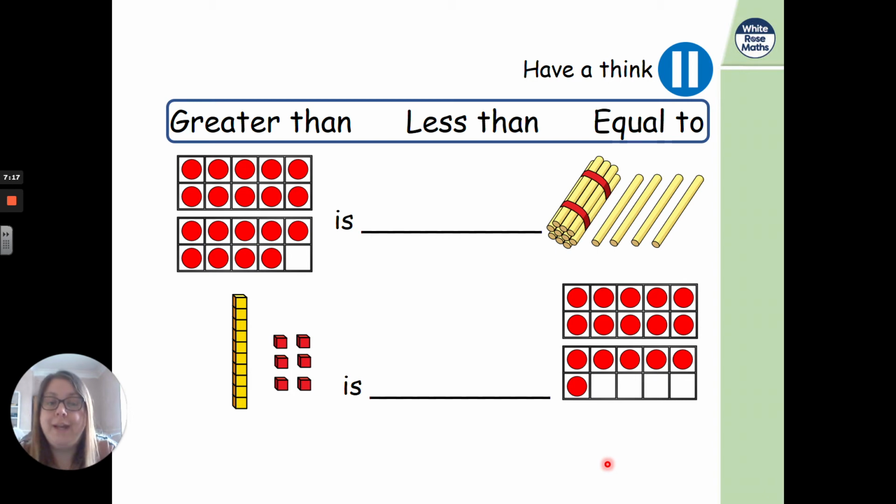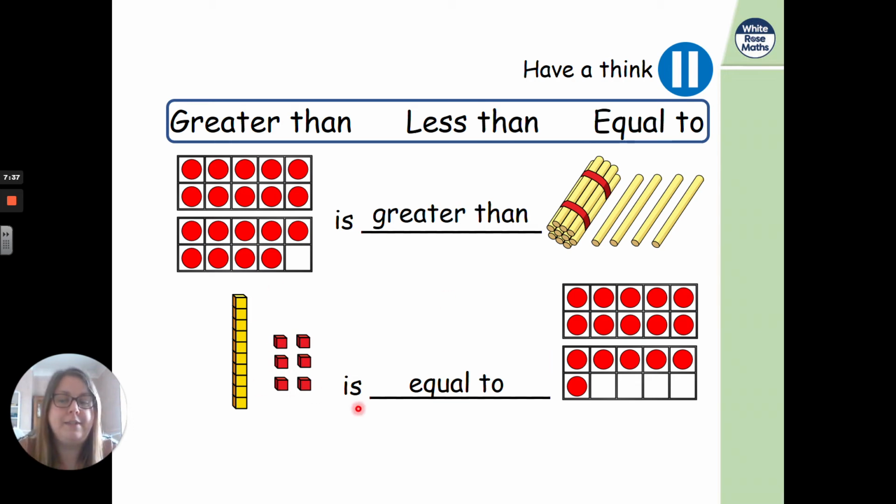So we know 19 is greater than 14 and 16 is equal to 16, because this shows 16 and so does this. So it's just showing you that we can represent it in different ways. It doesn't have to be the same equipment or the same drawing on either side. It's showing you that it can be different as well.